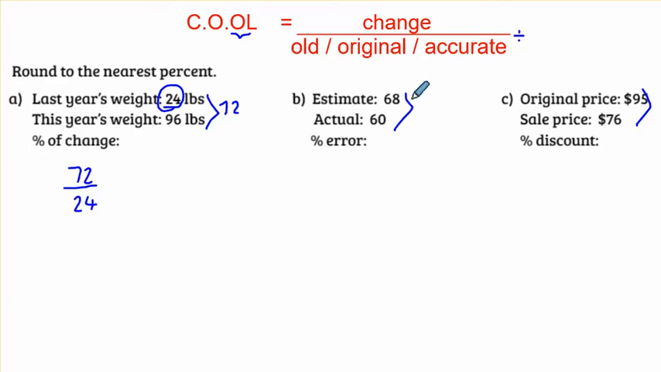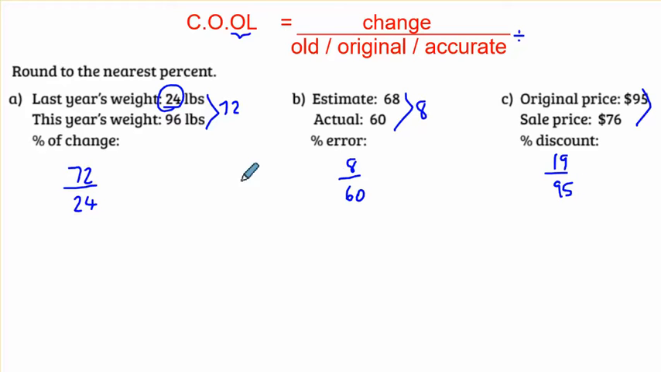In part B, we have a change. We can do that in our heads. 60 to 68 is a change of 8, so that would be 8 over, in this case, the accurate amount. So the accurate or actual amount is 60. And here we are going from 95 down to 76, which is a change of 19. And it's over the old or original amount. The original amount was 95.